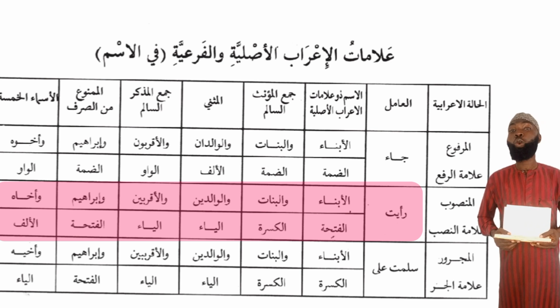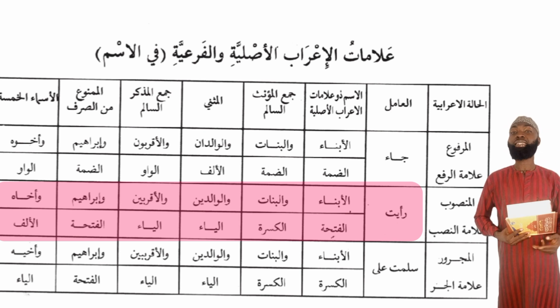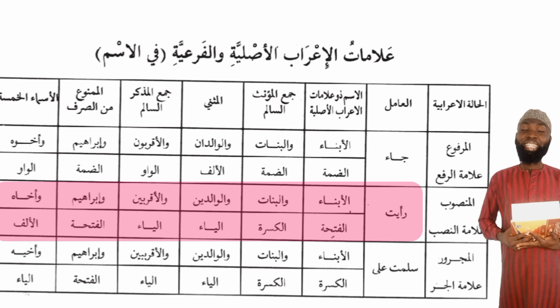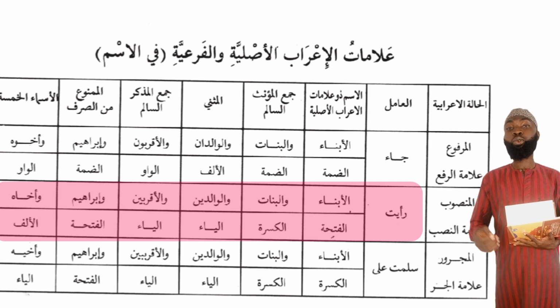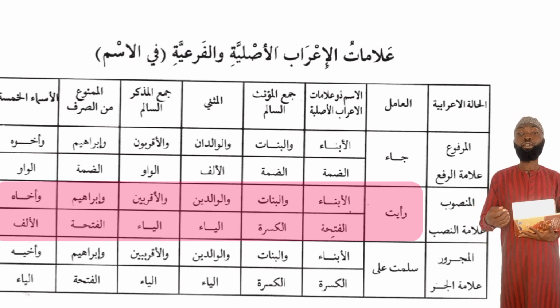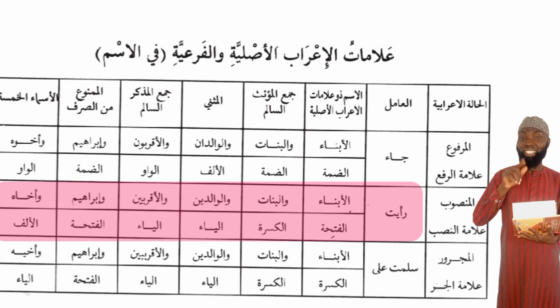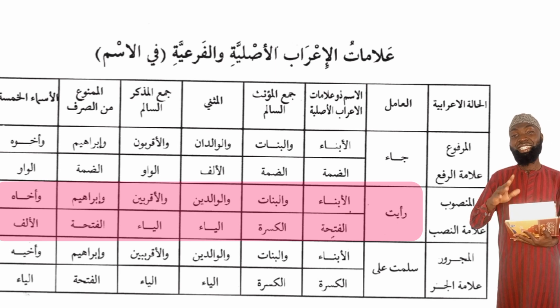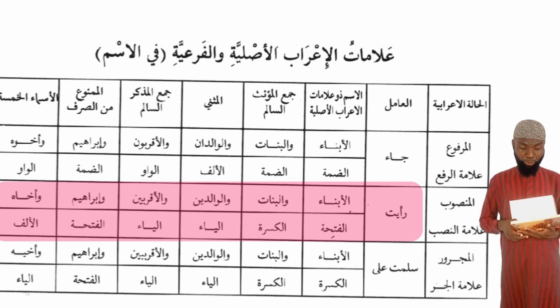The next word is al-walidaini, meaning ra'aytul walidaini. I also saw the 2 parents. So walidaini, the sign which will show that this word is coming in the accusative form as maf'ulun bihi is the ya that you see there. So the ya there is the sign that shows that this word is maf'ulun bihi.